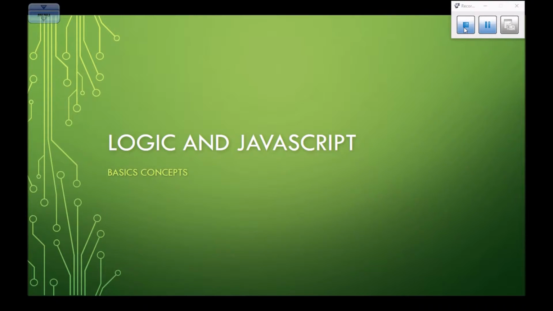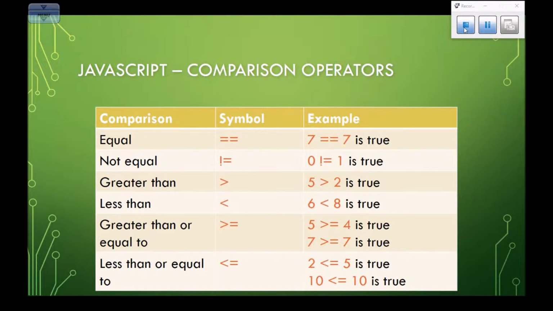So here we go. In JavaScript, I've got a bunch of comparison operations. Now, these are what I use to figure out whether things about variables or numbers are true or false. Let's start with equal. If I want to ask, are these two things equal, I'm going to use two equal signs.